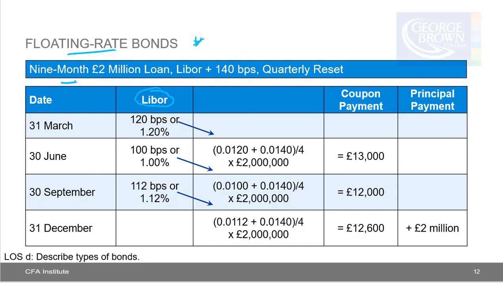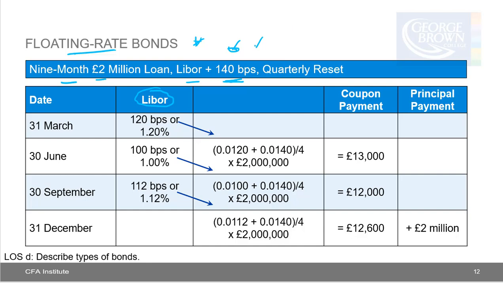We're going to look at this 9-month, £2 million loan, and the coupon payment is LIBOR, which is the reference rate, plus 140 basis points. Okay, that spread over the reference rate does not change. That's an important thing to understand, and it's a quarterly reset.